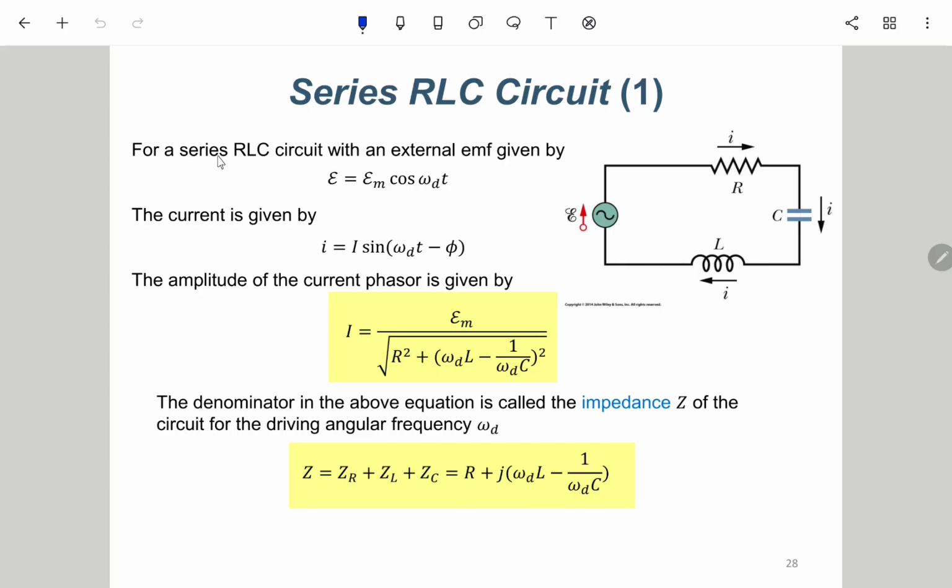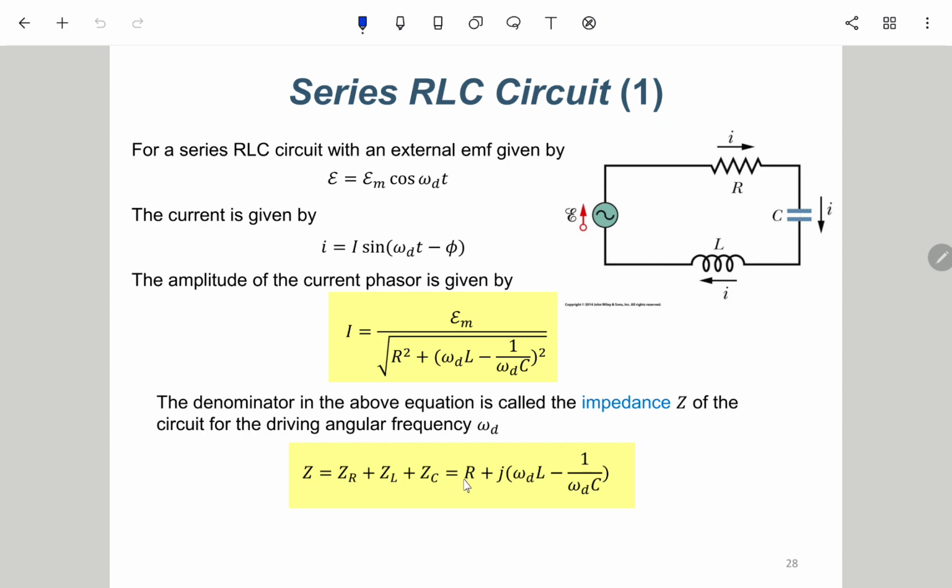So here we have an RLC circuit with an external EMF given by this expression, and the current is given by this. This is the phasor. I is the amplitude, and then we have the phase.